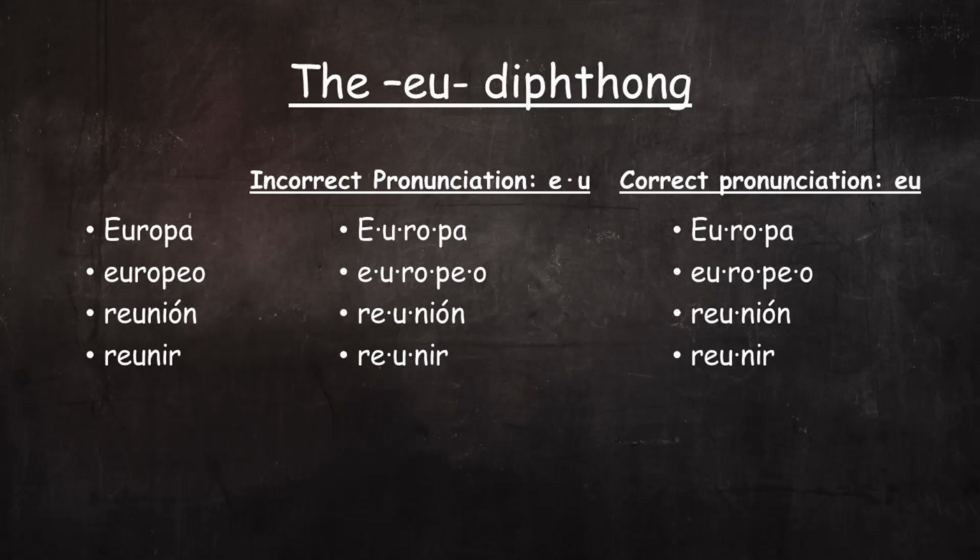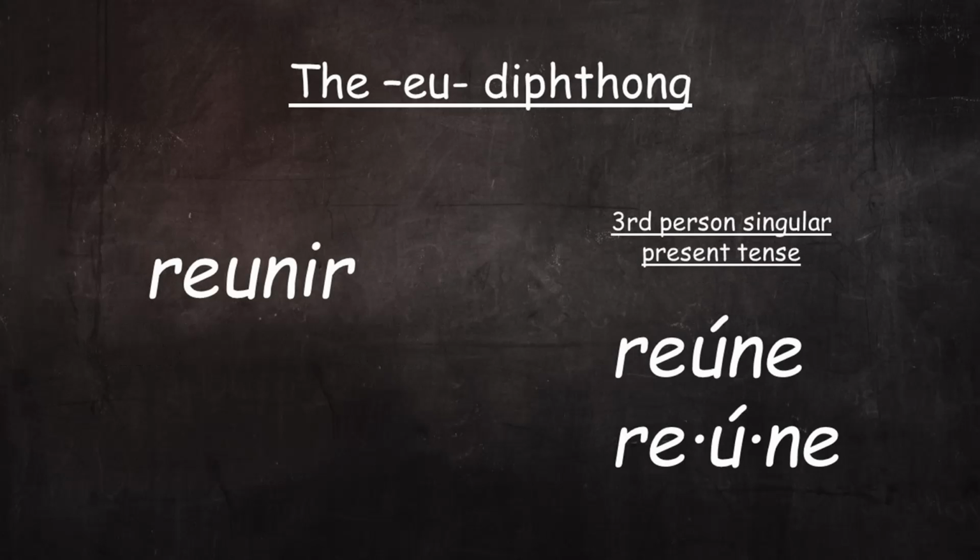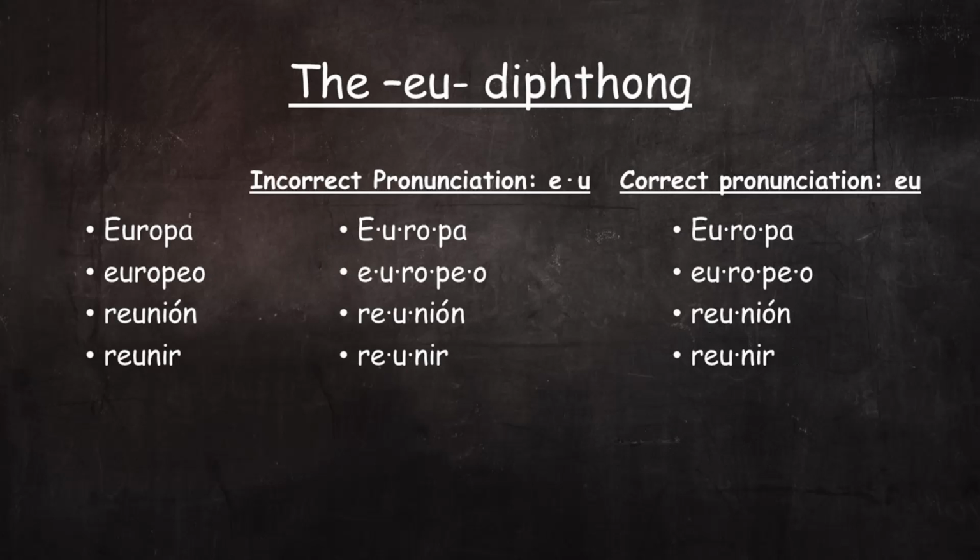Reunir, reunir. This verb is an interesting case, because the EU diphthong is a true single syllable in the infinitive form of the verb, and most of its conjugations. But in some of the present tense and command forms, the diphthong is broken into two syllables. For example, the third-person singular present tense conjugation is reúne. Notice how when the diphthong is broken up, there is an accent mark over the U. But still, in the infinitive form and in most of the conjugations, EU is a single-syllable diphthong, reunir.